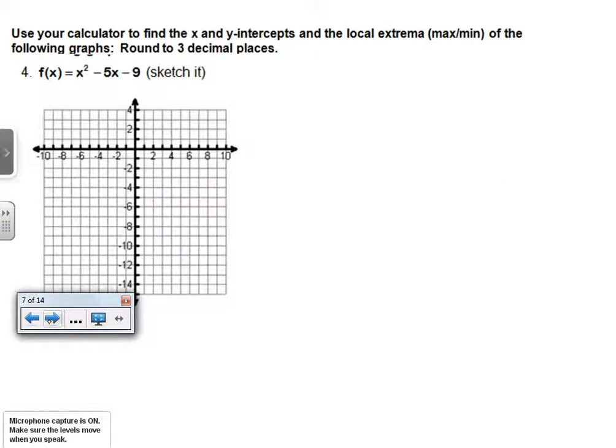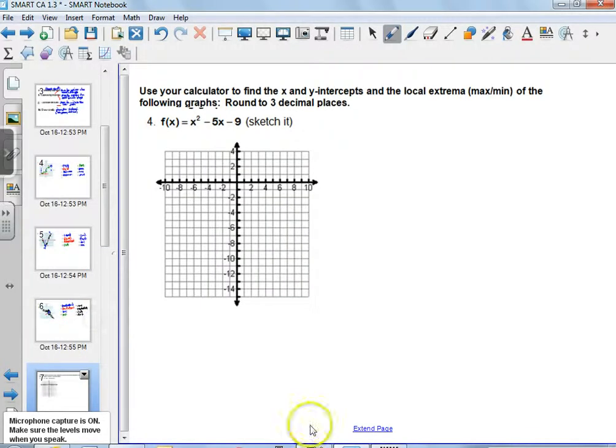Alright, use your calculator to find the x and y intercepts and any local extrema, which means a maximum bump or a minimum bump. And we're going to round it to 3 decimal places. So, on my calculator.